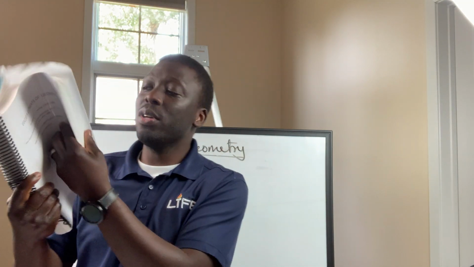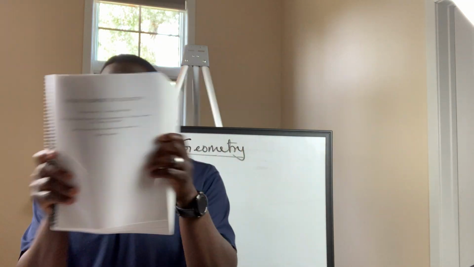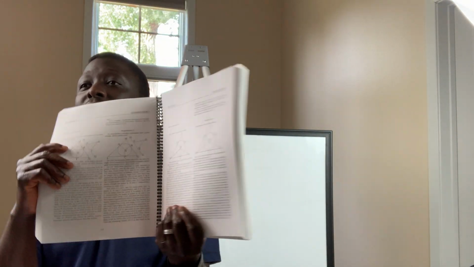Before we get started, let me mention this book right here, Elements of Geometry, by a man named Euclid. This book was written about 300 years before Jesus Christ, 300 BC. What's interesting is that in this book, you will see the Greek version, because that was Euclid's background. You have Greek and English side by side.